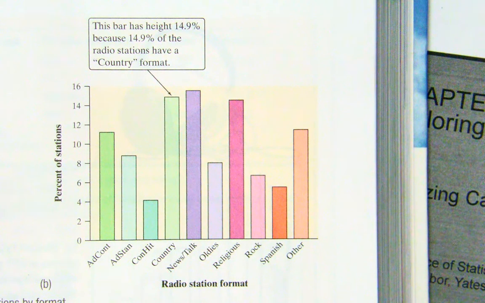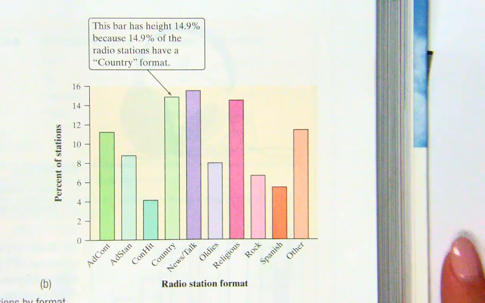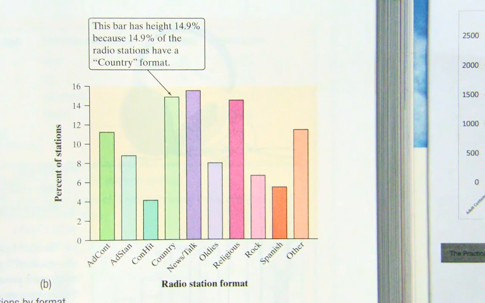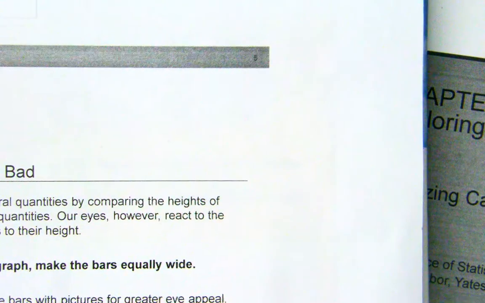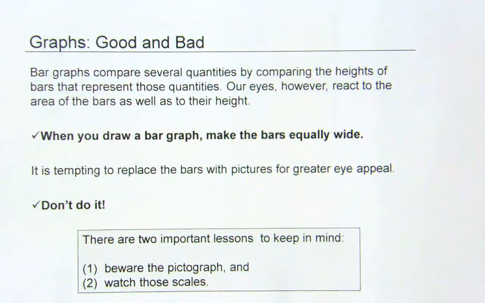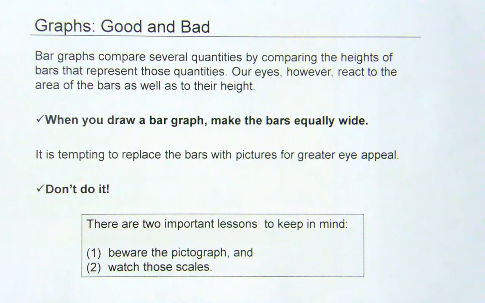And then the next thing we got to talk about, good graphs and bad graphs. And I'm not going to spend too much time on this, but there are certain graphs that you've seen where they try to make it a little bit more on the biased side, meaning that they're trying to get something in on you. Okay, so from the PowerPoint, all right, we have bar graphs compare several quantities by comparing the heights of bars represented. Our eyes, however, react to the areas of the bars as well as to their height.